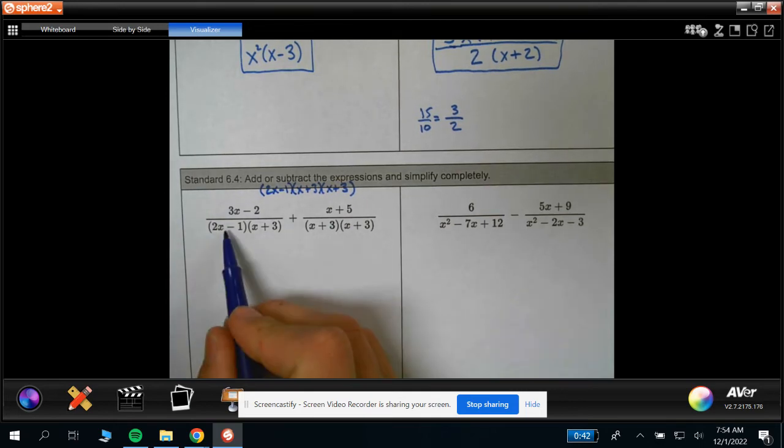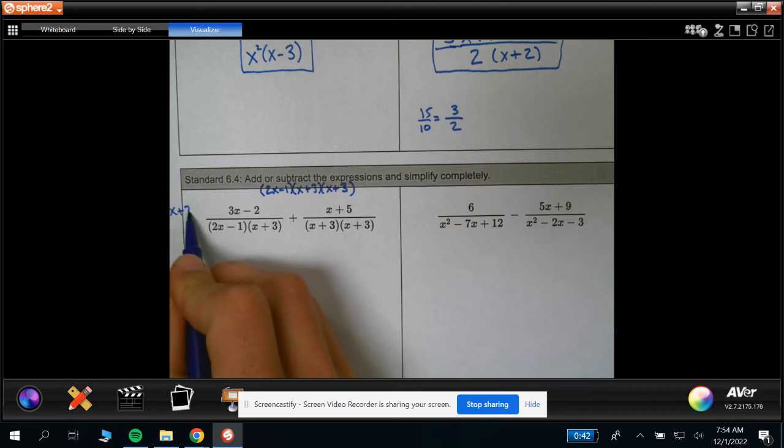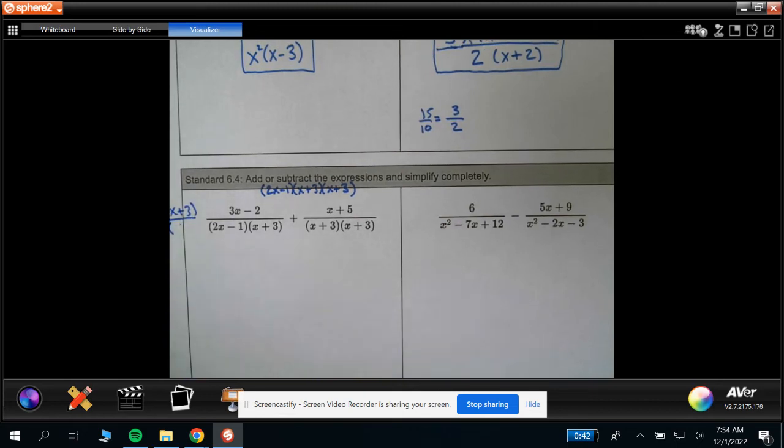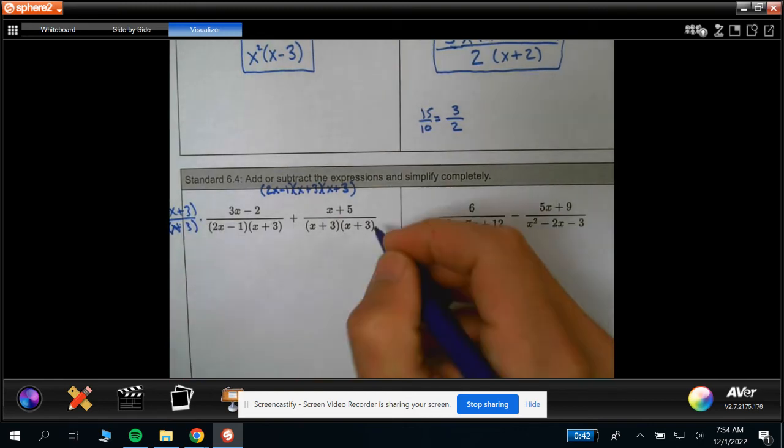That means I need to make this one, what's missing? One of the x plus 3's. So I'm going to multiply top and bottom by x plus 3. Multiply the top and the bottom by that. On this side, what's missing?